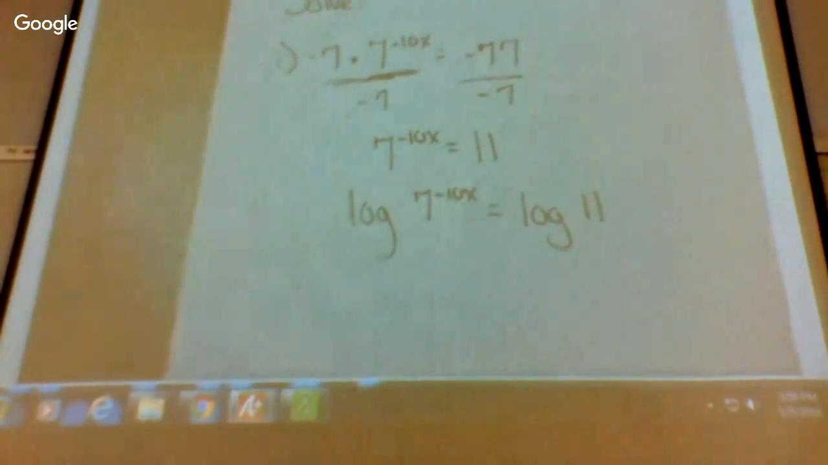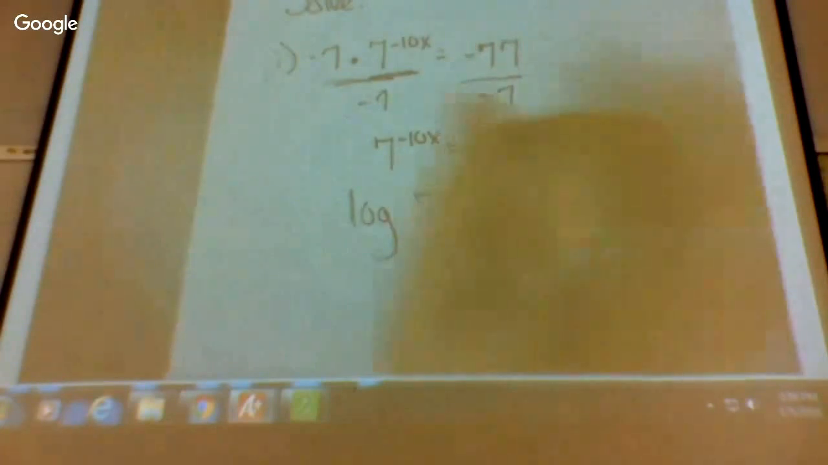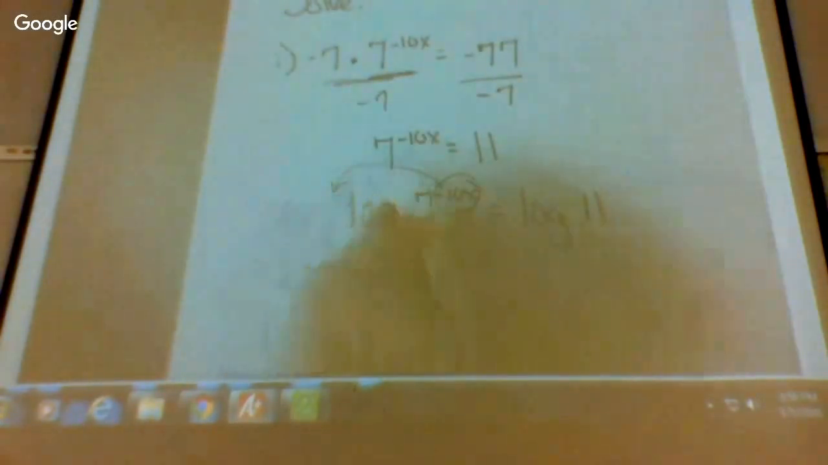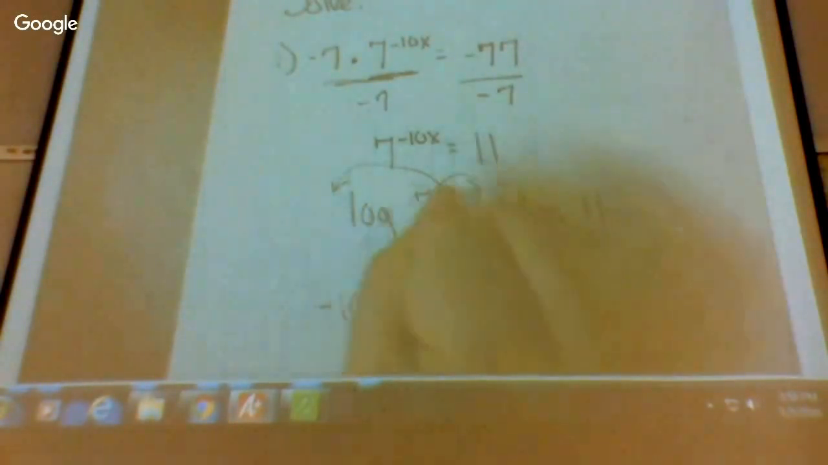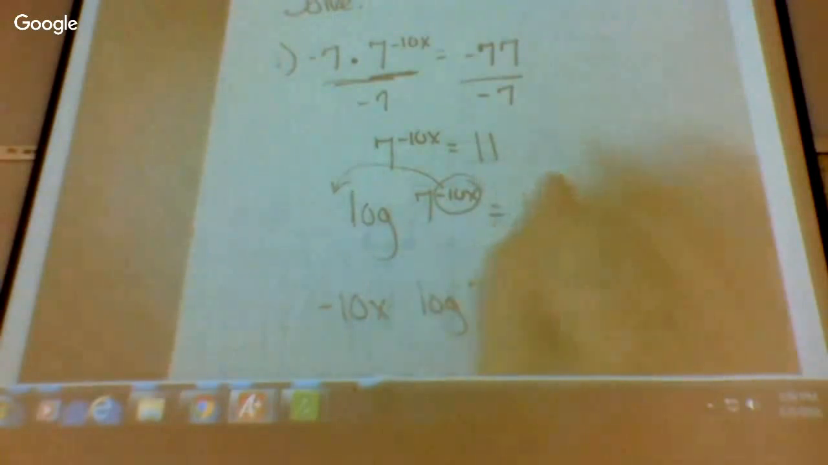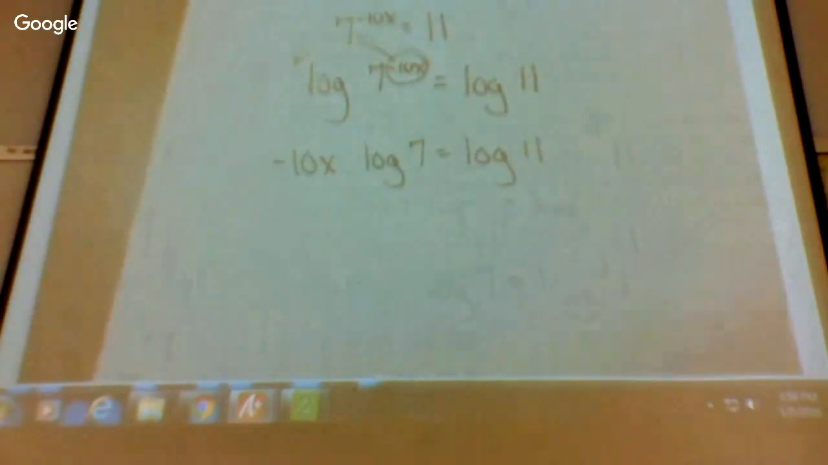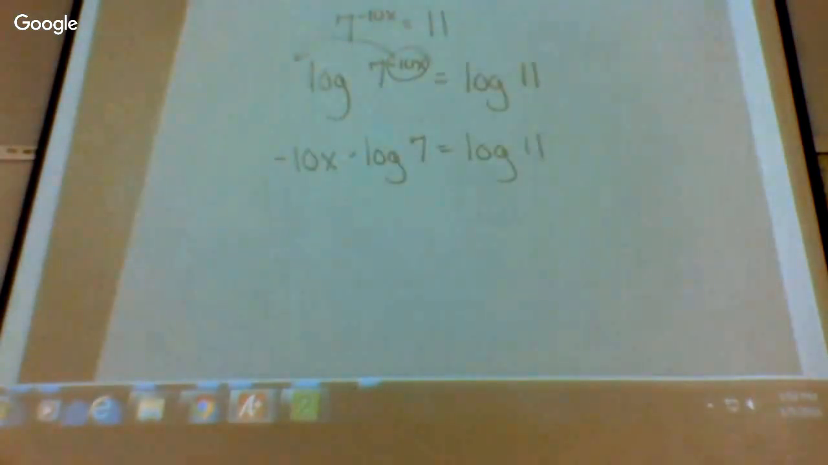Because what we do to one side, we still have to do to the other. So if I take the log of one, I have to take the log of the other. The whole reason why I'm doing that is because of that rule that says, hey, you have an exponent, it can go out front. So it takes something I have in the exponent, and now it actually puts it as a normal number, and I know how to operate with normal numbers. So -10x times log of 7 equals log of 11.